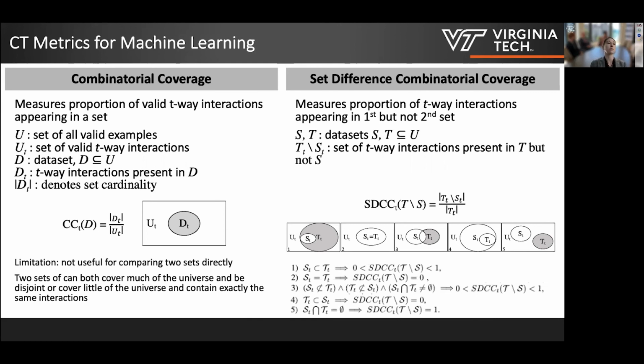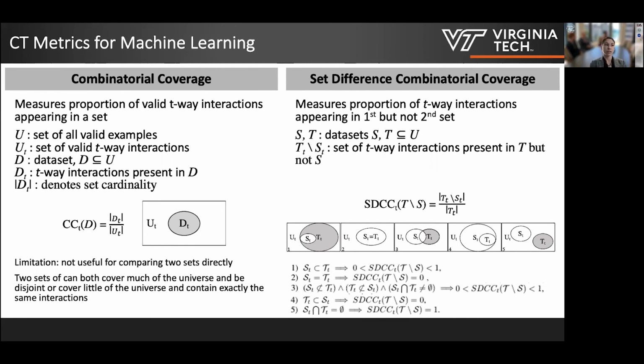Now this metric alone has some limitations. It's not useful for comparing two sets directly, meaning that I might have two different sets that both cover much of the universe. So they might have high combinatorial coverage, but if they are disjoint, then they don't cover much of each other. And likewise, I might have two sets that each cover very little of the universe, but if they contain exactly the same interactions, then they cover a lot of each other. They cover all of each other.